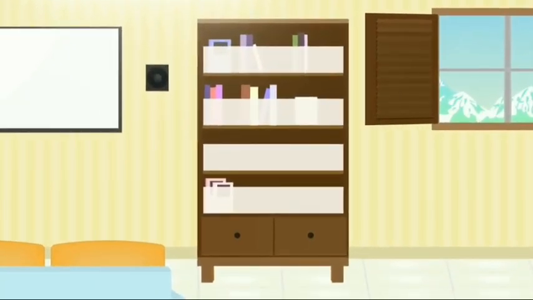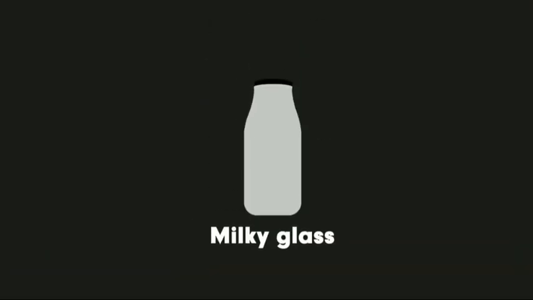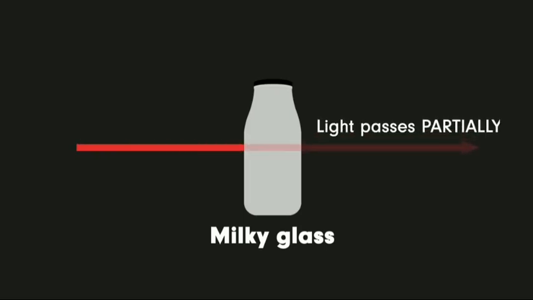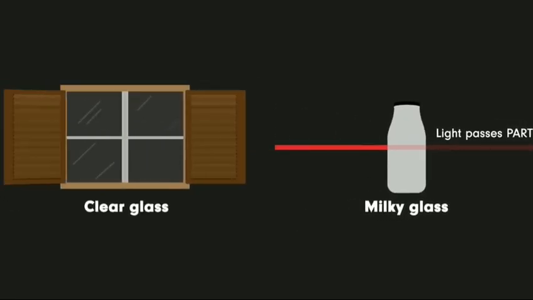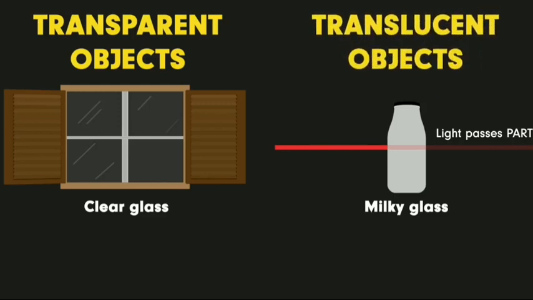Now look at this shelf which has a milky glass. Are we able to see what's inside? Well, we can't see the things clearly, but you do see something, right? You can probably guess that books are kept inside. Yes, milky glass allows light to pass through it, but only partially, and one can see some light coming through it. What is the difference between the two? While the objects like clear glass are called transparent objects, the objects which allow light to pass through it partially are called as translucent. We can easily think of examples of opaque objects.